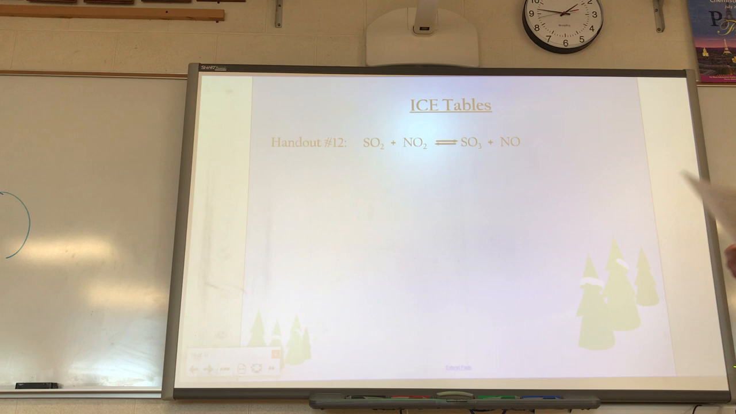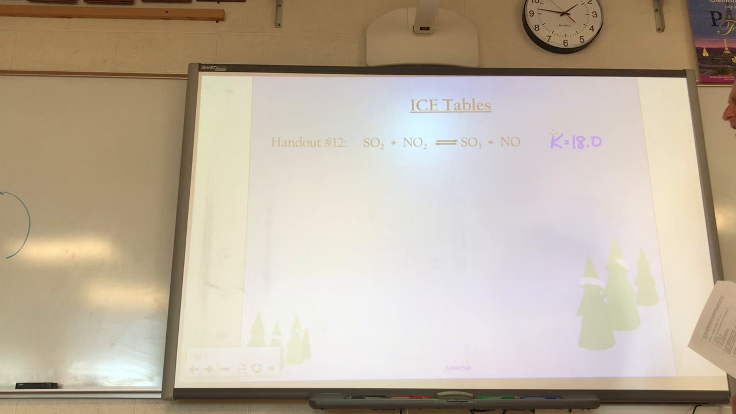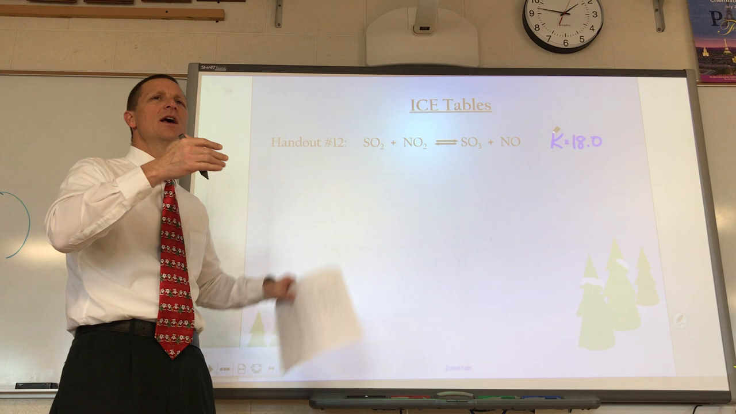So this is a problem. It tells us what the K value is. I'm going to go ahead and write it up here. K is 18. And we're going to have to do an ice table for this. Anytime you have an equilibrium problem where you need to track one or more of the concentrations or pressures, make an ice table.